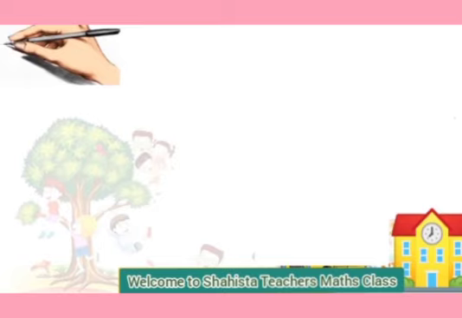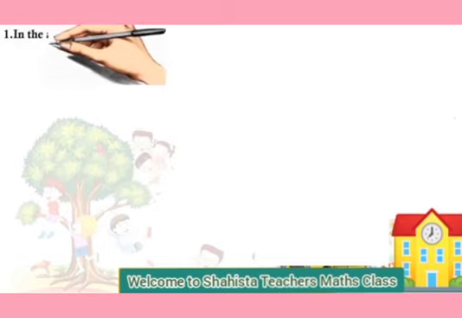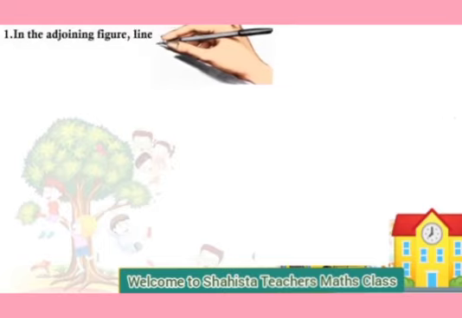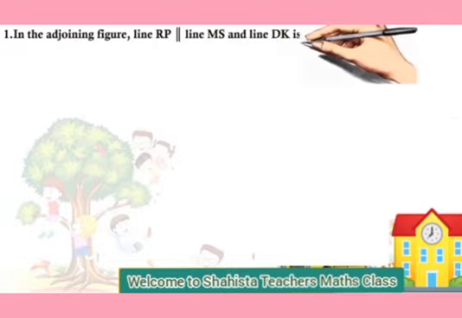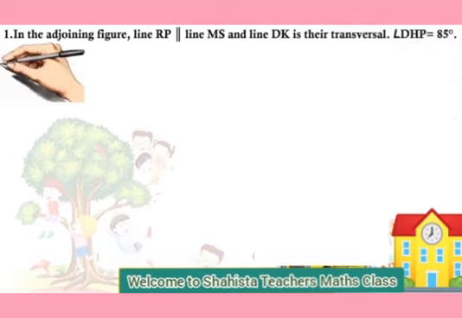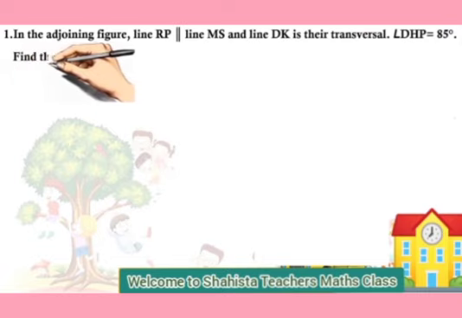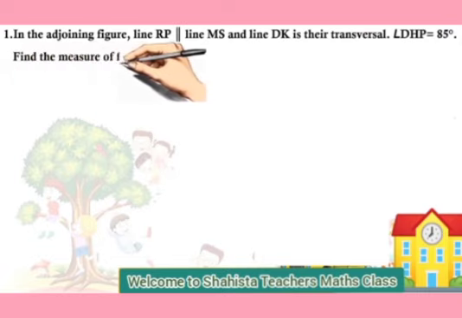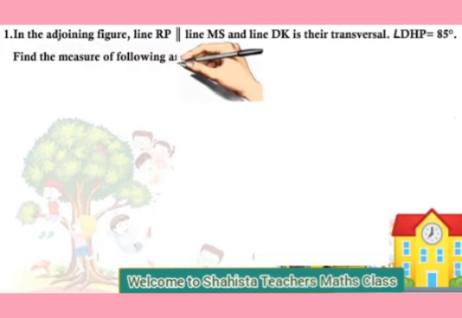Let's read question number 1. Question number 1. In the adjoining figure, line RP is parallel to line MS and line DK is the transversal. Angle DHP is equal to 85 degrees. Here, find the measure of the following angles.